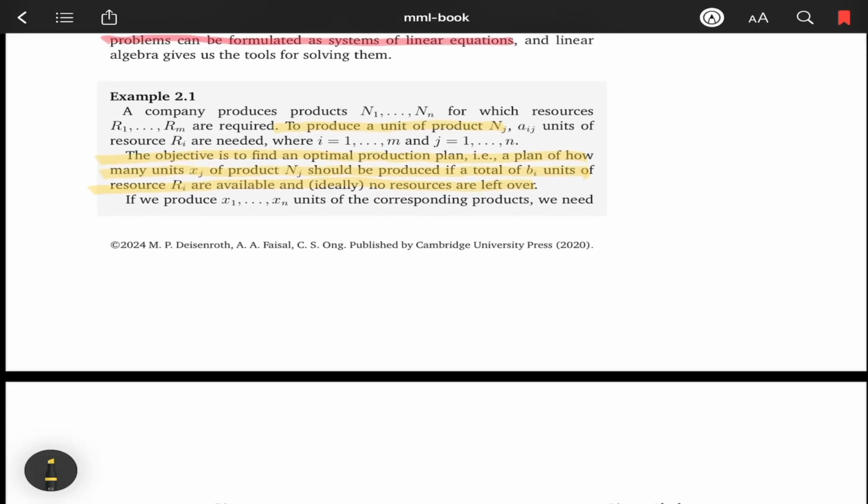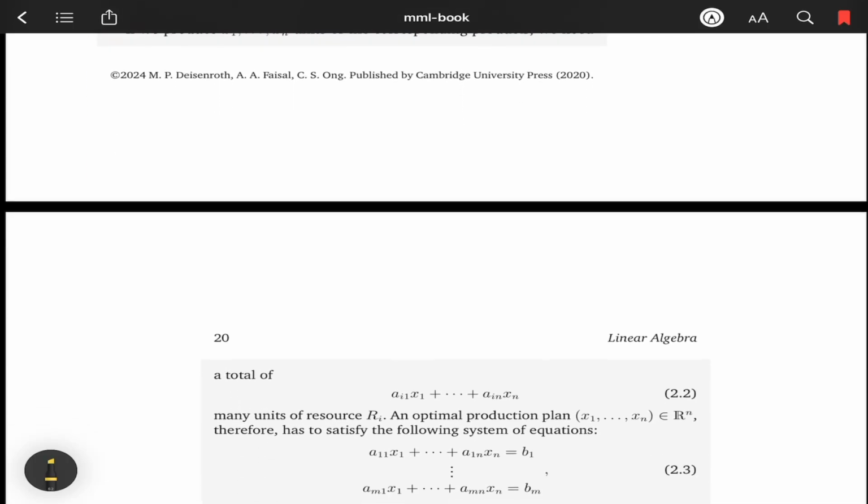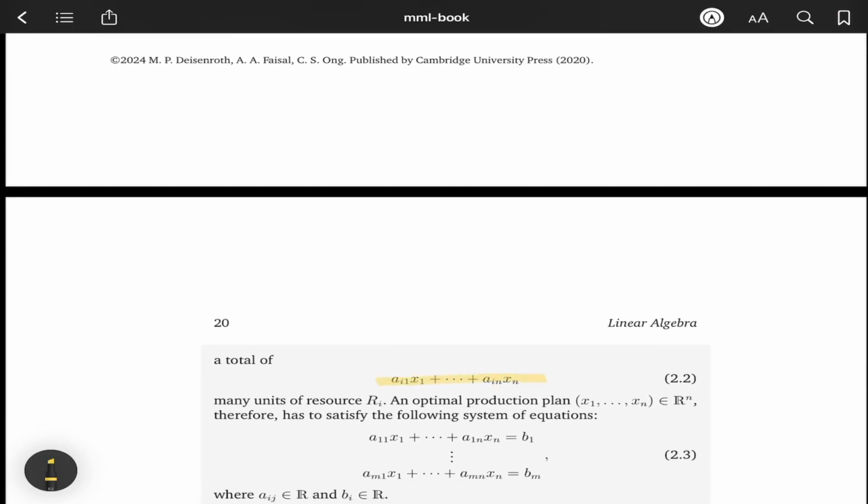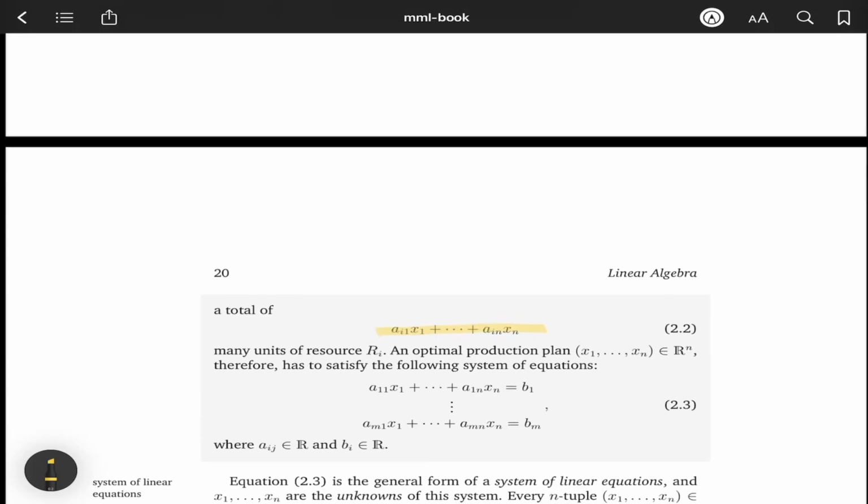If we produce x1 to xn units of the corresponding products, we need a total of ai1 x1 plus ... plus ain xn many units of resource Ri. Okay. So they are saying that, yes, it makes much more sense now. We know that we have that many resources of each R. In this case, we have b1 resources of R1. And we know that the product N1 needs that many of b1, basically. They're drawing from the same pool of resources.